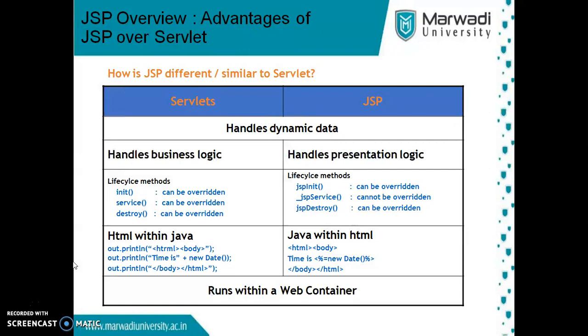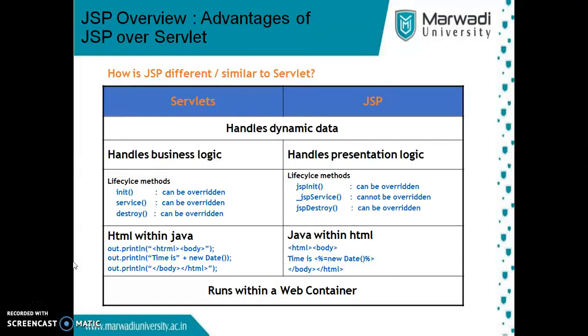Servlet and JSP both are used for dynamic data handling. Servlet handles the business logic, JSP handles the presentation logic. There are three lifecycle methods for the servlet: init, service, destroy, that we have already discussed in the previous sessions. JSP will have similar three lifecycle methods, that is jspInit, _jspService, jspDestroy. Out of these three, the _jspService method cannot be overridden.